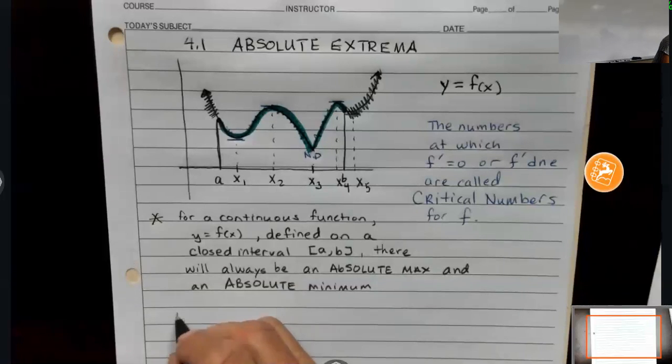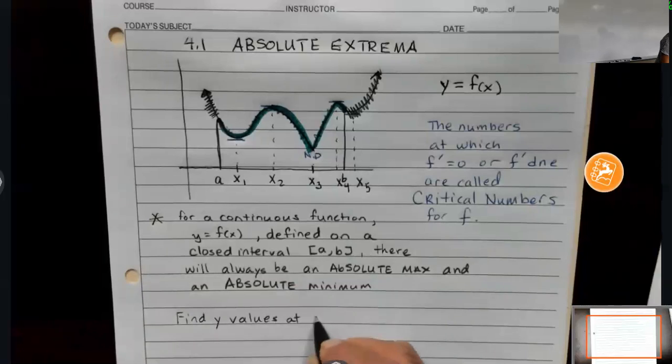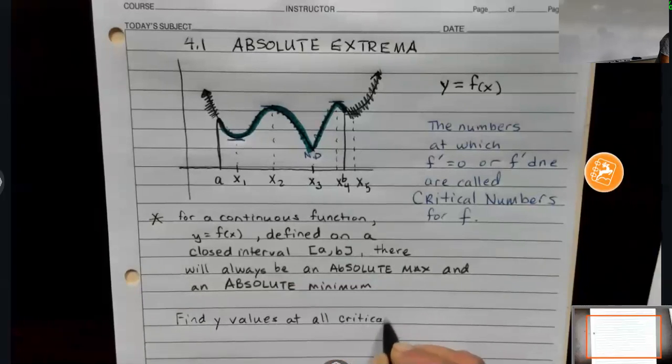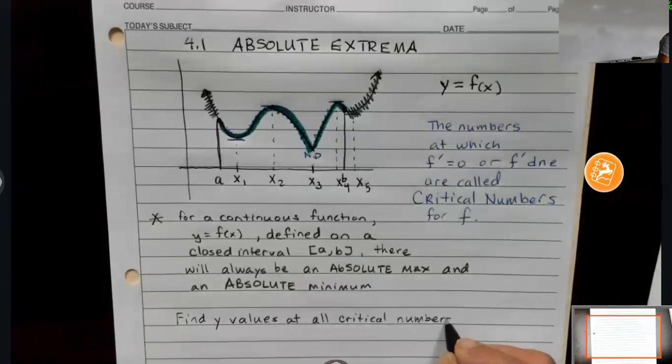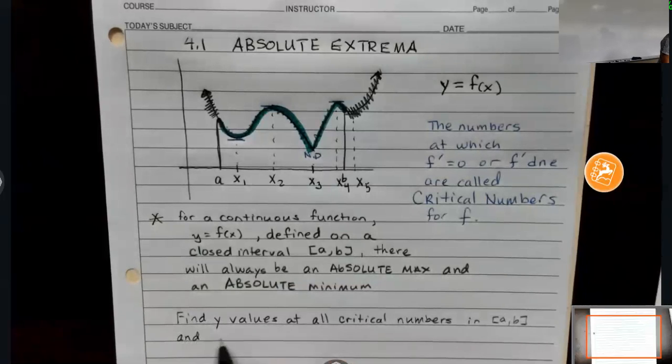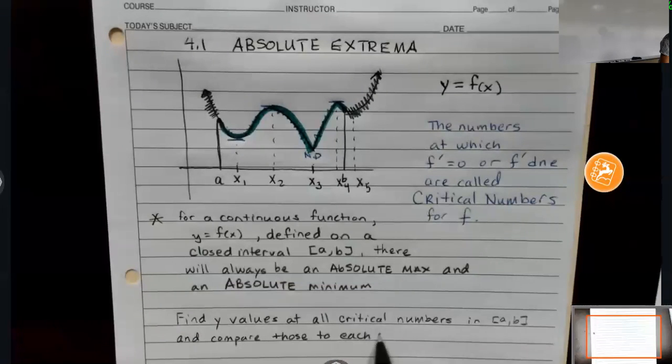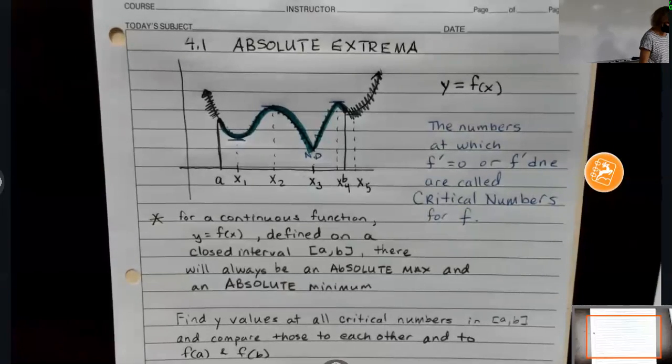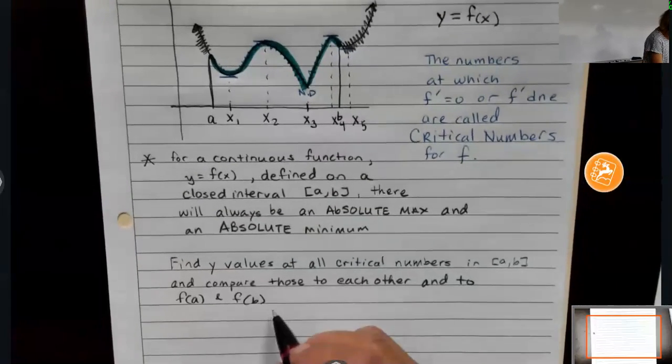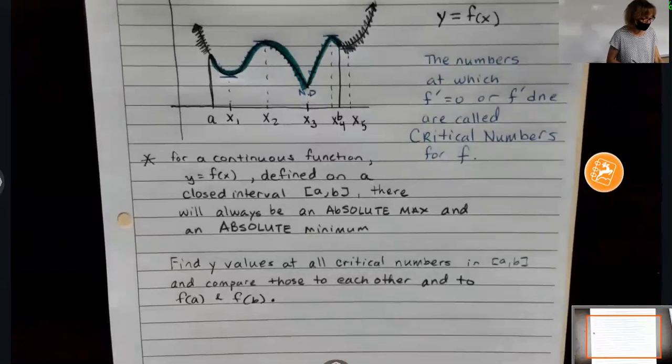So we find the y values at all critical numbers in A, B, and compare those to each other and to f of A and f of B. Pick the largest, and that'll be the absolute max. The smallest will be the absolute min.